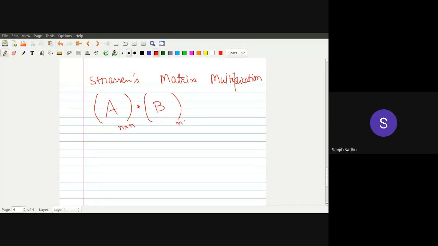Next, this is a homework I am giving you. You will get it in every book. That is called Strassen matrix multiplication. So, you know that if there are two matrices, say capital A and capital B, its order is n by n, and suppose the order of the other is also n by n. If you multiply these, you will get a matrix here, and there are elements in it.